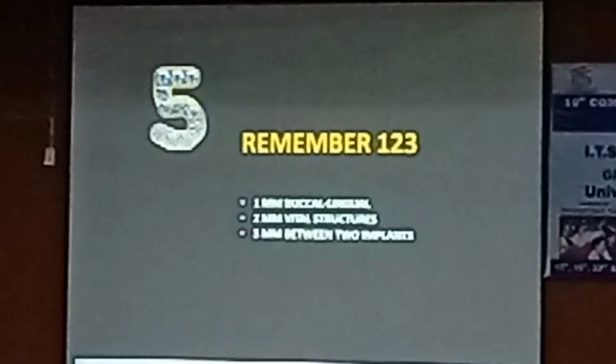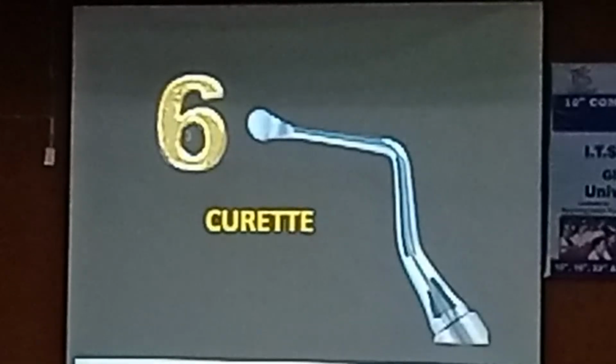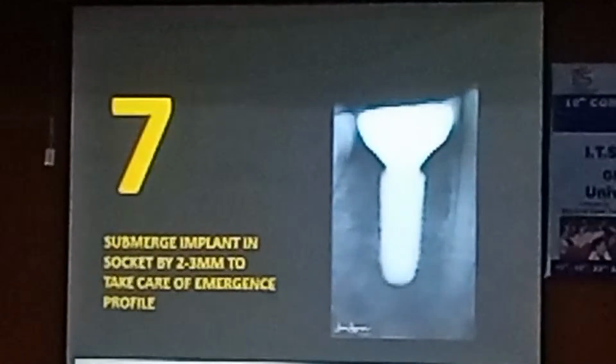Exact. Fifth, remember that. And you have to curette the granulation tissue very gently without breaking the bone. Okay. And submerge the implant in the socket by 2 to 3 millimeters to take care of the emergence profile. I added this golden rule later because today only we have seen how we do an implant in the aesthetic zone. So 2 to 3 mm the implant has to be embedded in the socket to have a good emergence profile when you do the provisional or the final crowns.